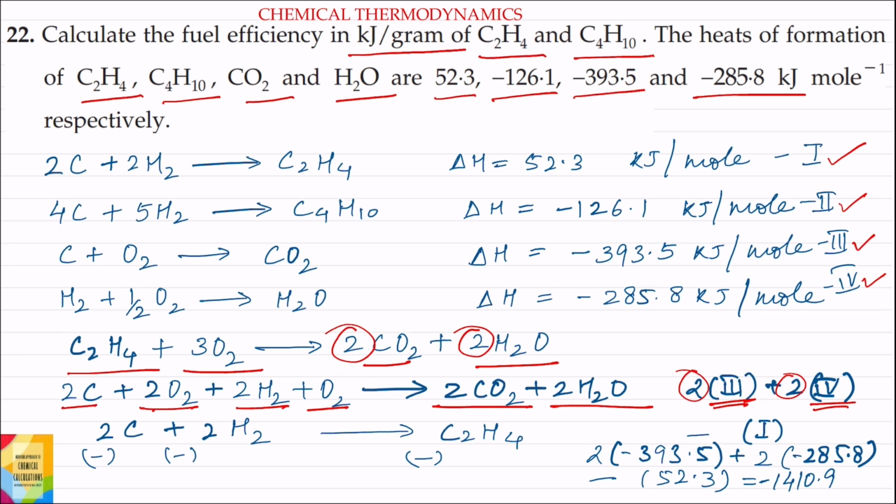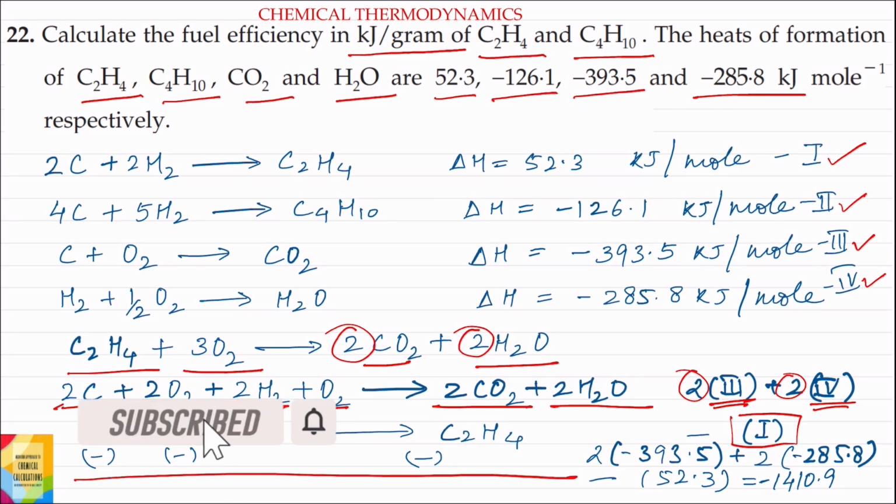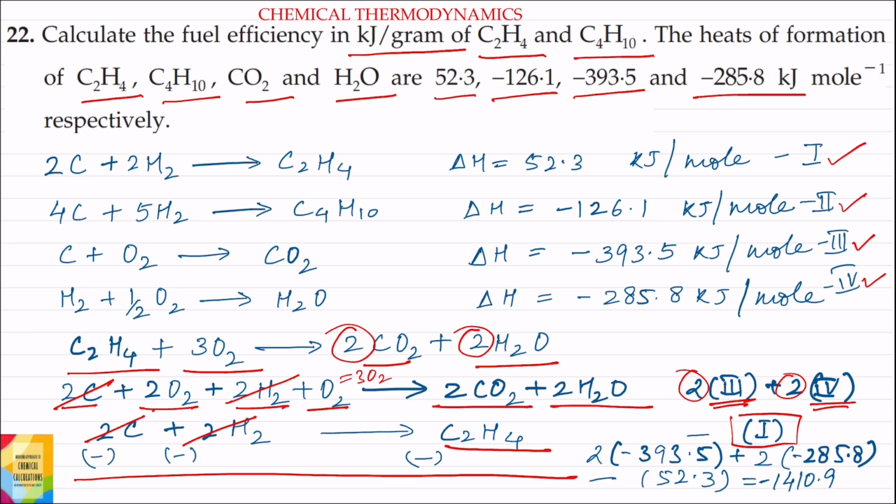So what we will do, we will subtract equation 1 from the sum of 2 times equation 3 and 2 times equation 4. On subtracting, 2C cancelled, 2H2 cancelled, 2O2 and O2 will be equal to 3O2. अब ये C2H4 जो प्रोडक्ट साइड में है, it has negative sign. तो इसको पॉजिटिव बनाने के लिए we have to shift it to the reactant side. So the equation becomes C2H4 plus 3O2 forming 2CO2 plus 2H2O. तो ये हो गई equation for the combustion of C2H4.